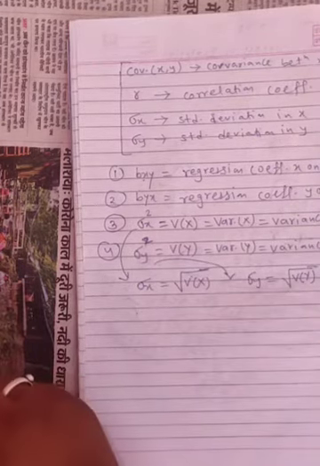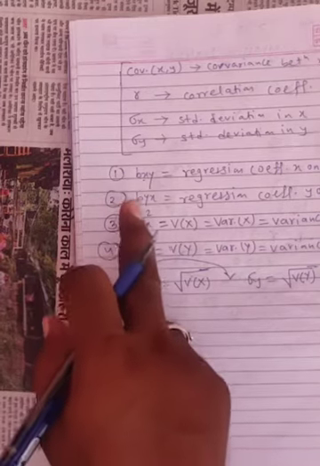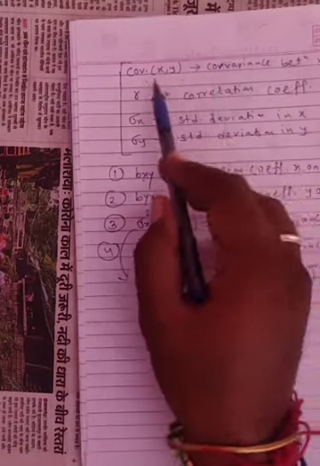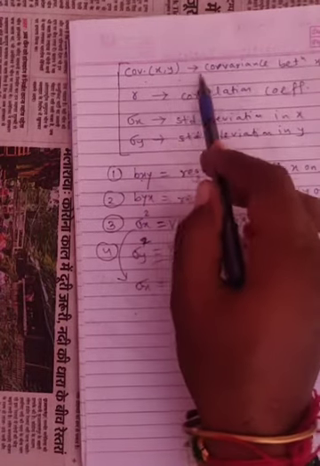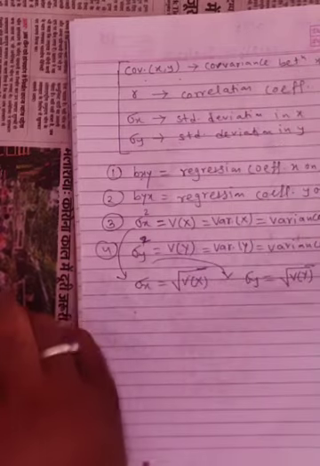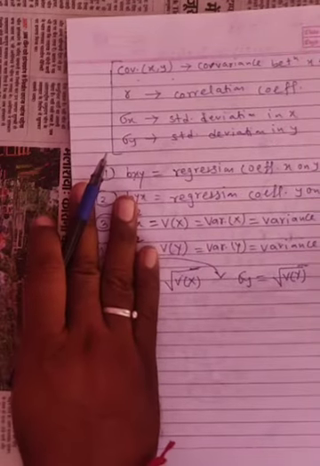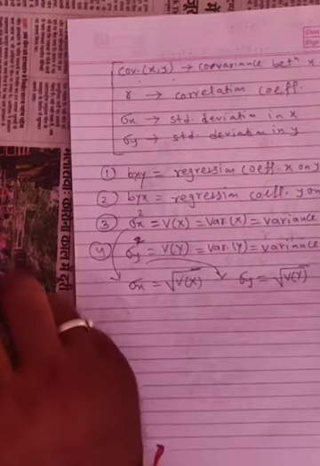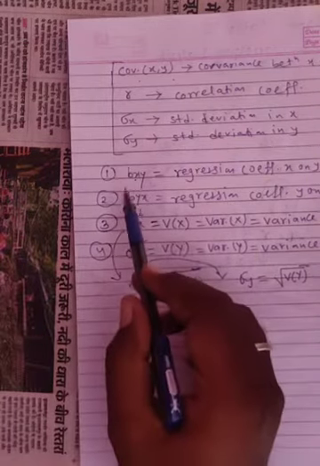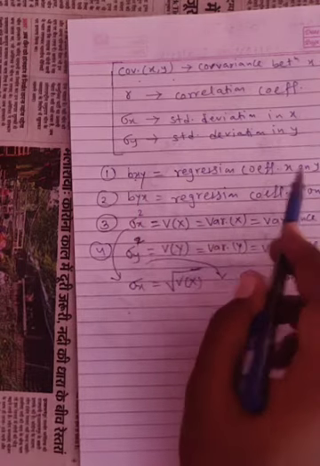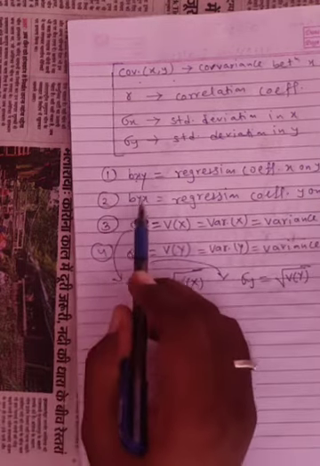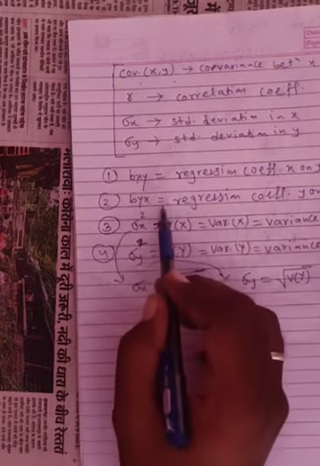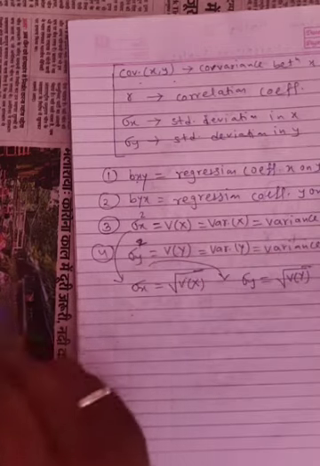So these are the terminologies that will be useful for regression analysis. Covariance between x and y is COVXY. R is the correlation coefficient. Sigma x is the standard deviation in x, sigma y the standard deviation in y. BXY is the regression coefficient x on y. BYX is the regression coefficient y on x.